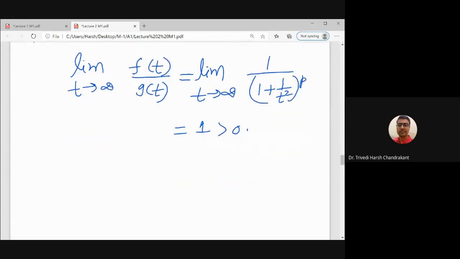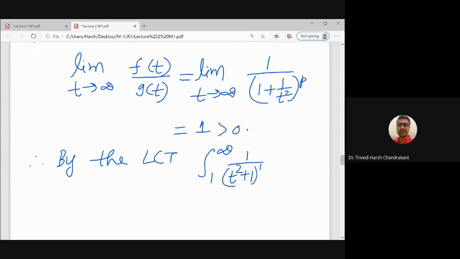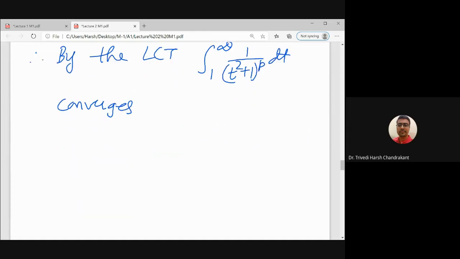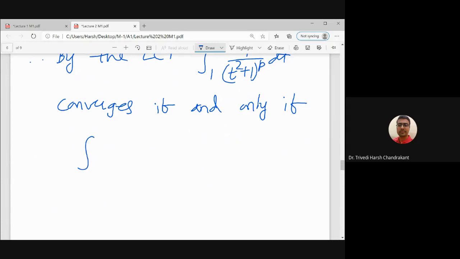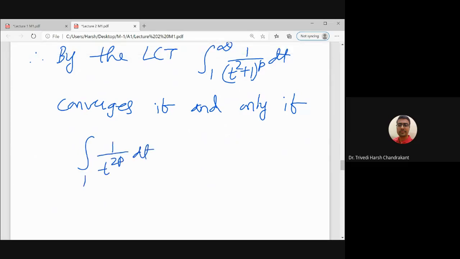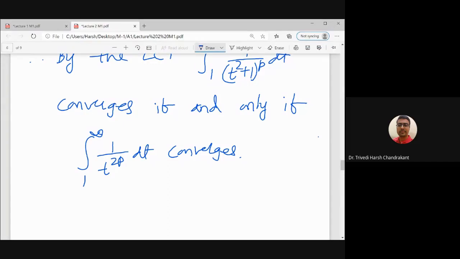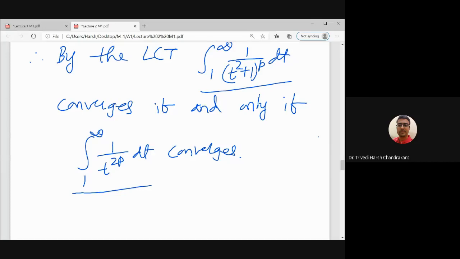So what we get finally is that, therefore, by the limit comparison test, the integral from 1 to infinity of 1 upon (t square plus 1) power p converges if and only if the integral of 1 upon t power p converges. Right. So now the behavior of this integral depends on the behavior of that integral. So we need to just check when this integral converges and when it diverges.